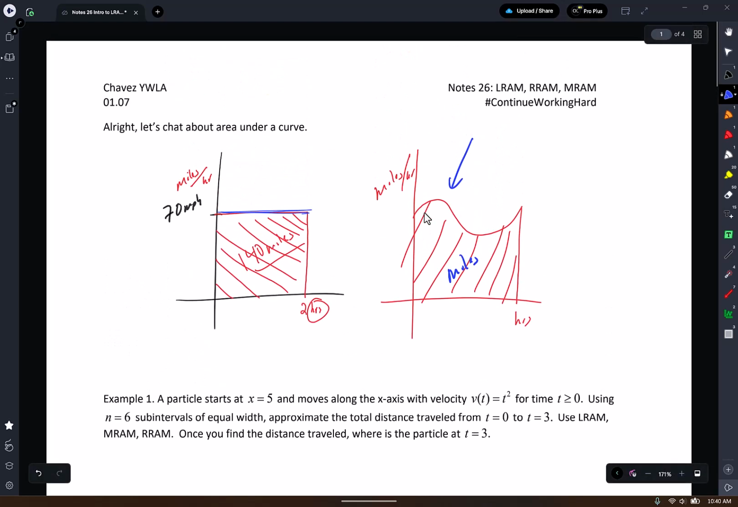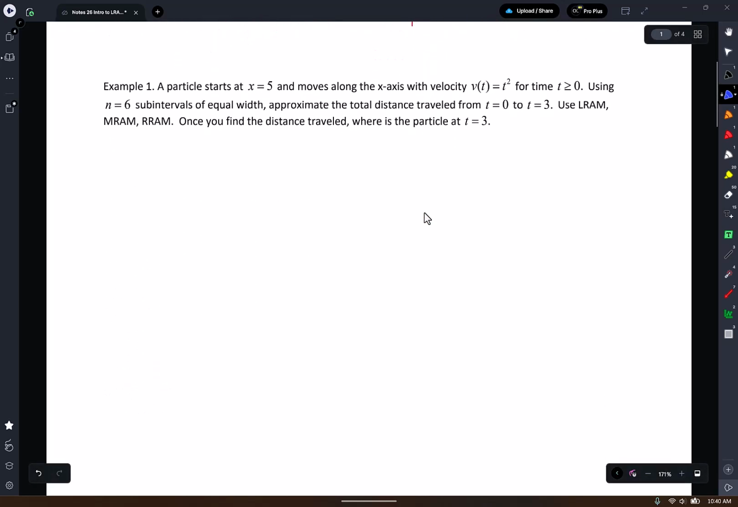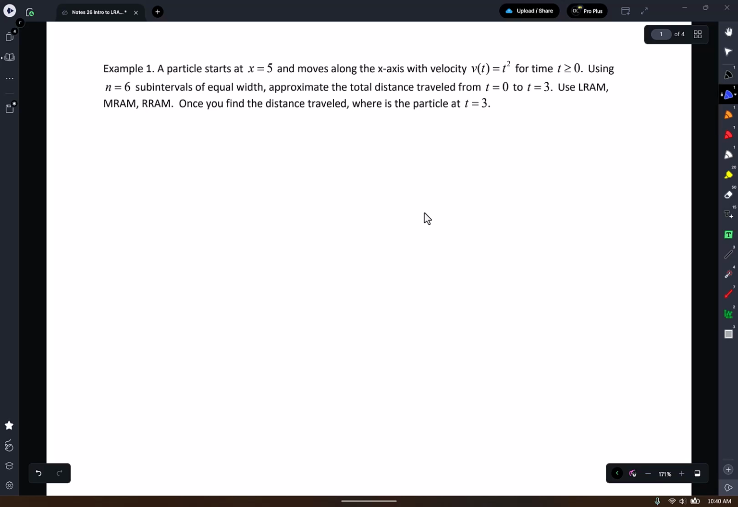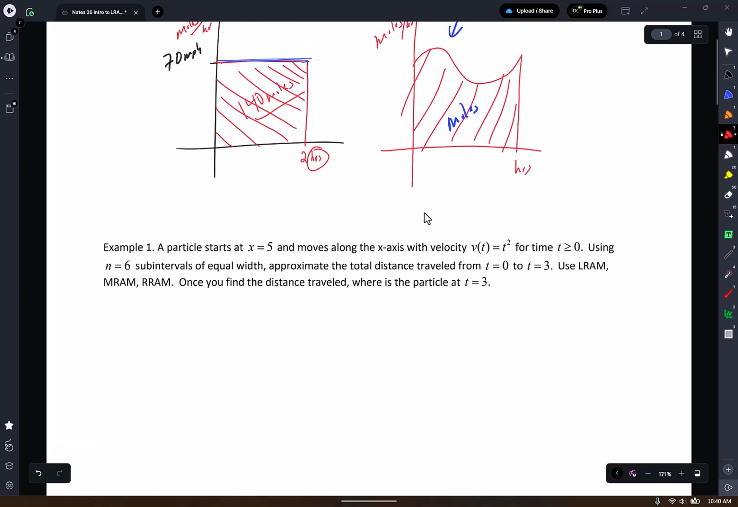Okay. Whew. You guys ready? Okay, let's see. Don't worry, guys. We're going to go slow. Page 2 is intentionally left blank. You'll see why. A particle starts at x equals 5, so we're just having one-dimensional motion on the x-axis, and moves along the x-axis with velocity given.